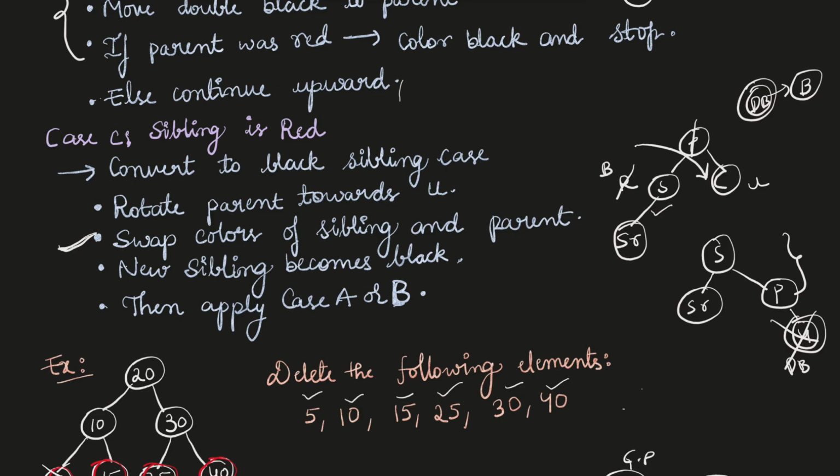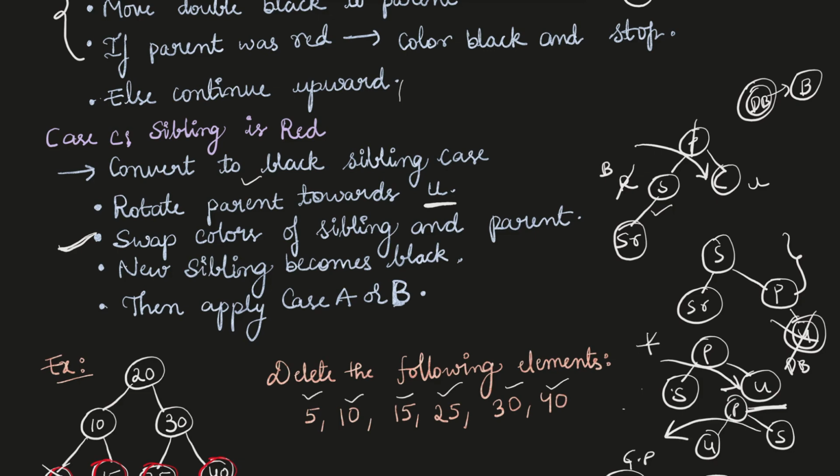So what do you do? You first convert it to the black sibling case. For that, you need to first rotate the parent towards U. Suppose you have the parent over here, here is your U element and here is your sibling. So this parent has to get rotated to the right side if U is on the right side. Suppose your U is on the left side and your sibling is on the right side. Then this time you need to rotate your parent towards the left side. So this is the case.